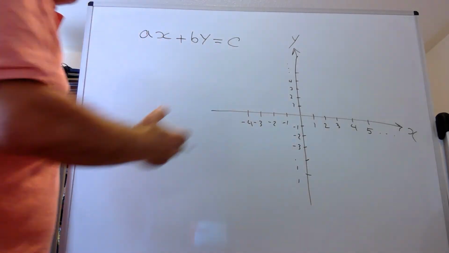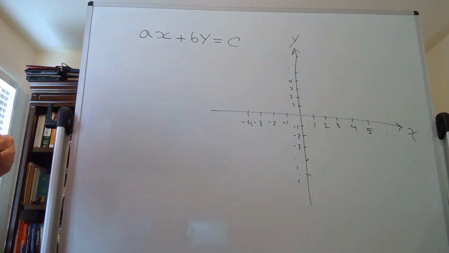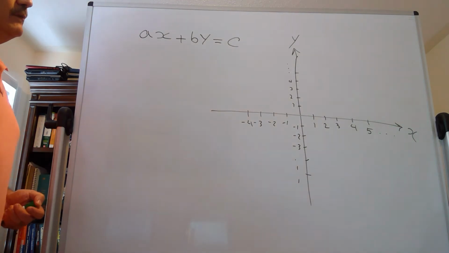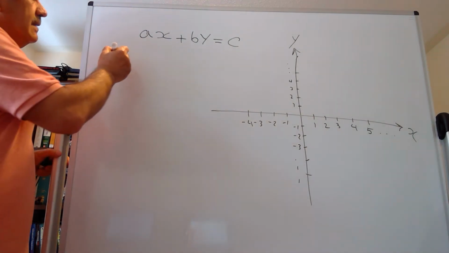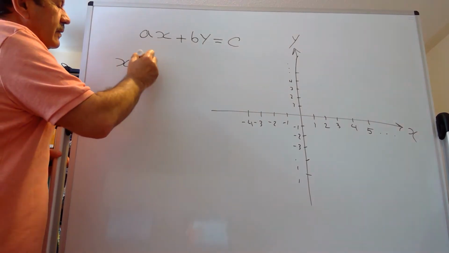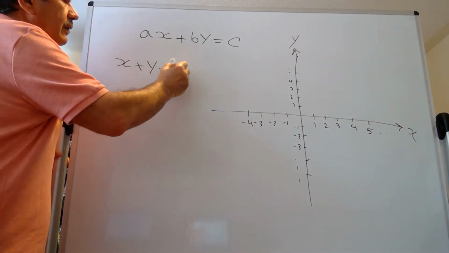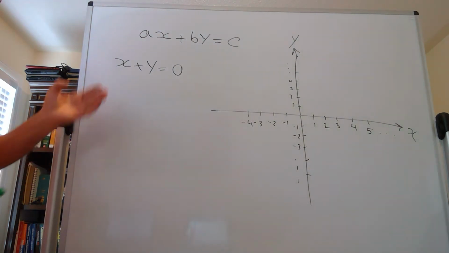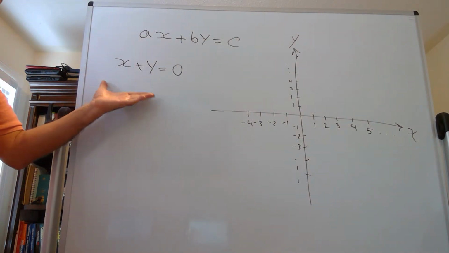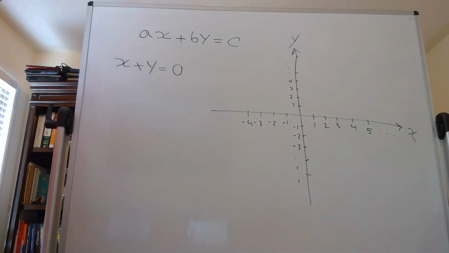Okay, it's continued from both sides. I explained this one in a separate video. Now let's do a simple one: x plus y equals 0. This is a linear equation in two variables in standard format, and I want to graph this one.